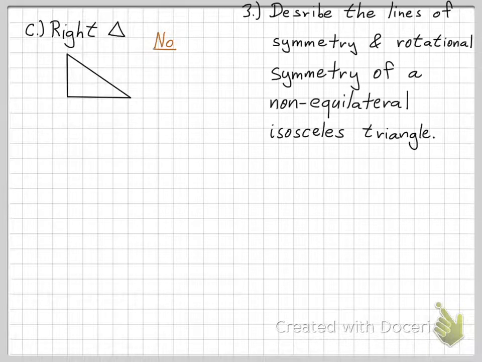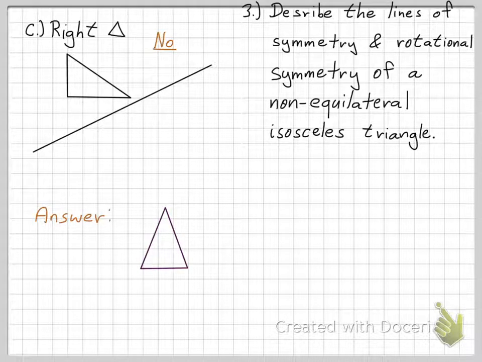Okay. One last example, you'll get problems like this as well, where you'll have to put the two concepts of line symmetry and rotational symmetry together for any one figure. So let's tackle a problem like that. Describe the lines of symmetry and rotational symmetry of a non-equilateral isosceles triangle. So what they're referring to is that. That's a non-equilateral isosceles triangle. So it's isosceles because that equals that, but it doesn't equal this side. So it's not equilateral. It's not three sides the same. It's two sides the same, and then the base is different.